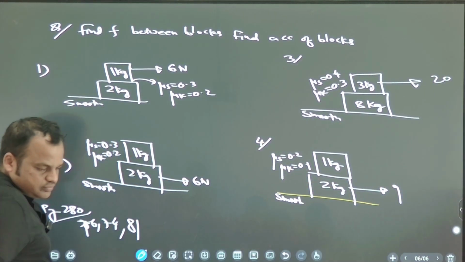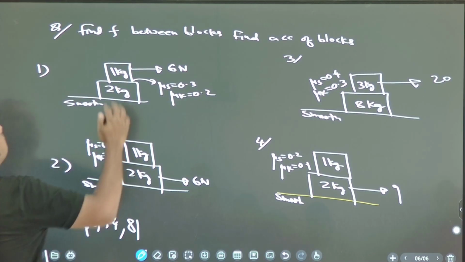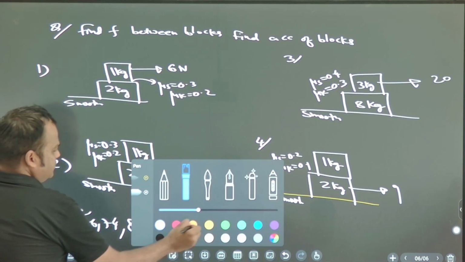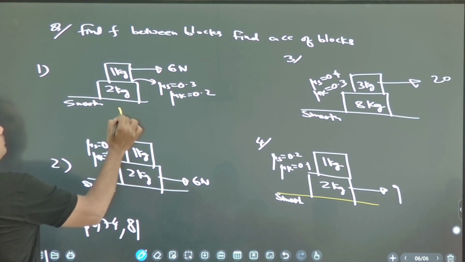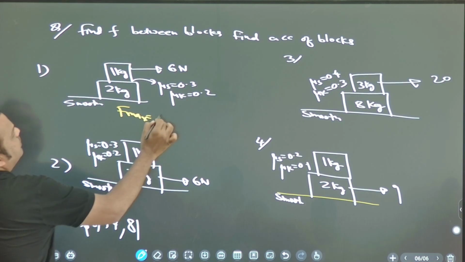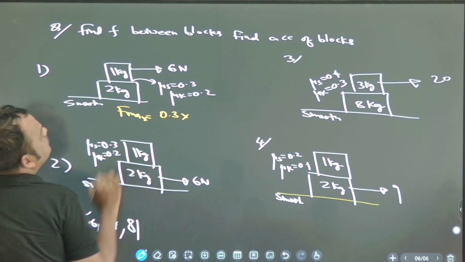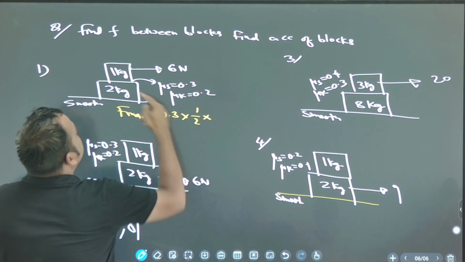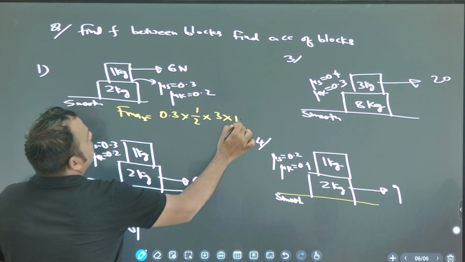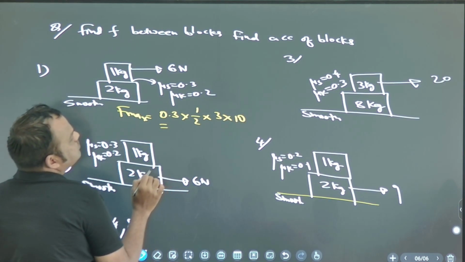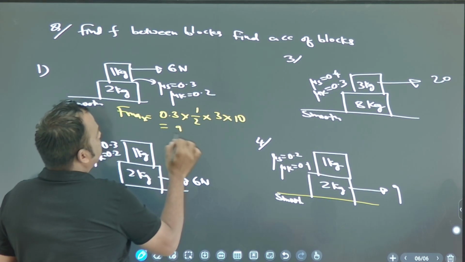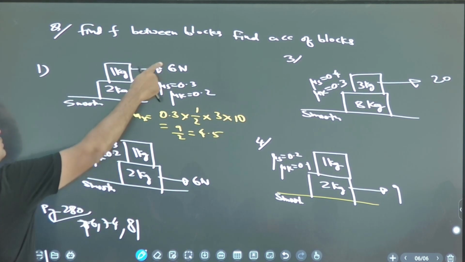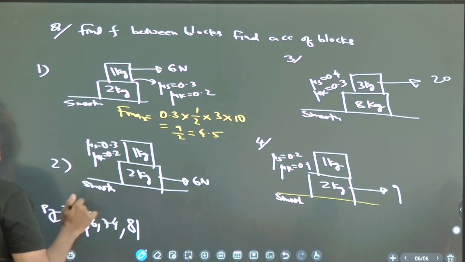Okay. So slip or no slip? Slip. Okay. So F max is equal to 0.3 into 1 by 2 into 3, correct, good, into 10, 9 by 2, so 4.5, and you are exerting 6, so slip.